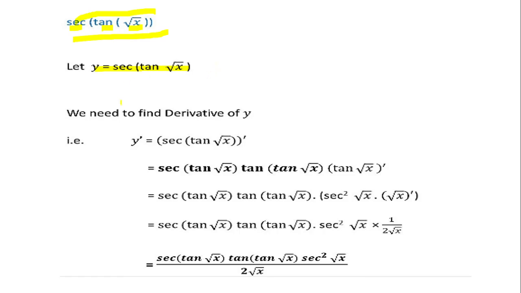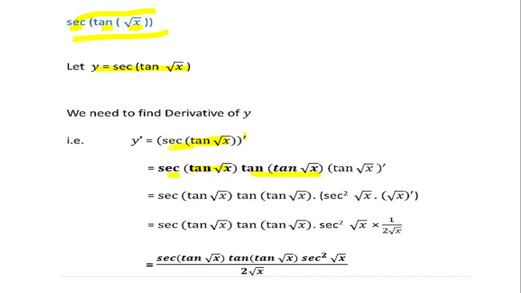Now let me take it as y equals secant of tan root x. I should be knowing secant x differentiation. Whenever we are differentiating, we need to differentiate the first term. Secant x differentiation is secant x into tan x. Here in place of x I am having tan root x. I should write it as it is, I should not change. So see here, secant of tan of root x differentiation, dash indicates differentiation.